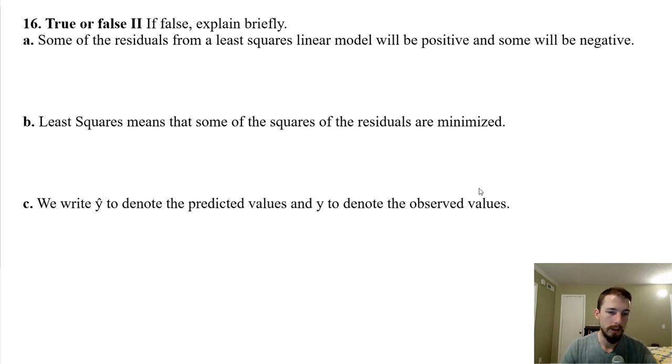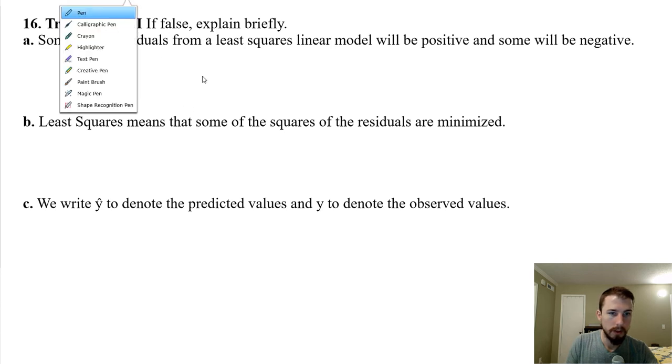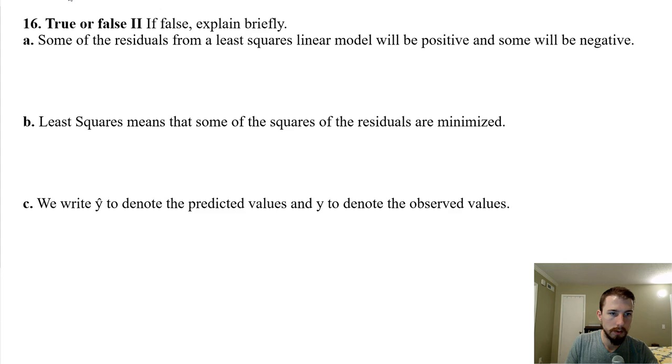Least squares means that some of the squares of the residuals are minimized. Okay, sorry, some of them are minimized. This is actually incorrect. It's not that some of them are minimized, but all of them are actually minimized. Okay, so if we change the word to the sum of the squares of the residuals are minimized, then it would be true. That was what I showed you guys yesterday.